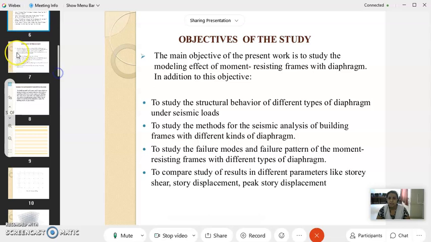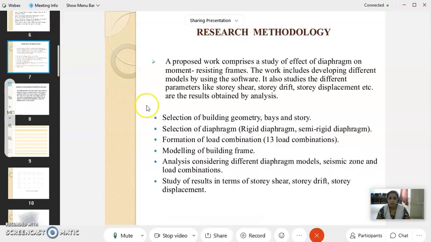Next, research methodology. First, selection of building geometry, base and story, selection of diaphragm. Next, formation of load combination, modeling of building frame, analysis considering different diaphragm models, seismic zone and load combination, and last, study the result in terms of story shear, story drift and story displacement.